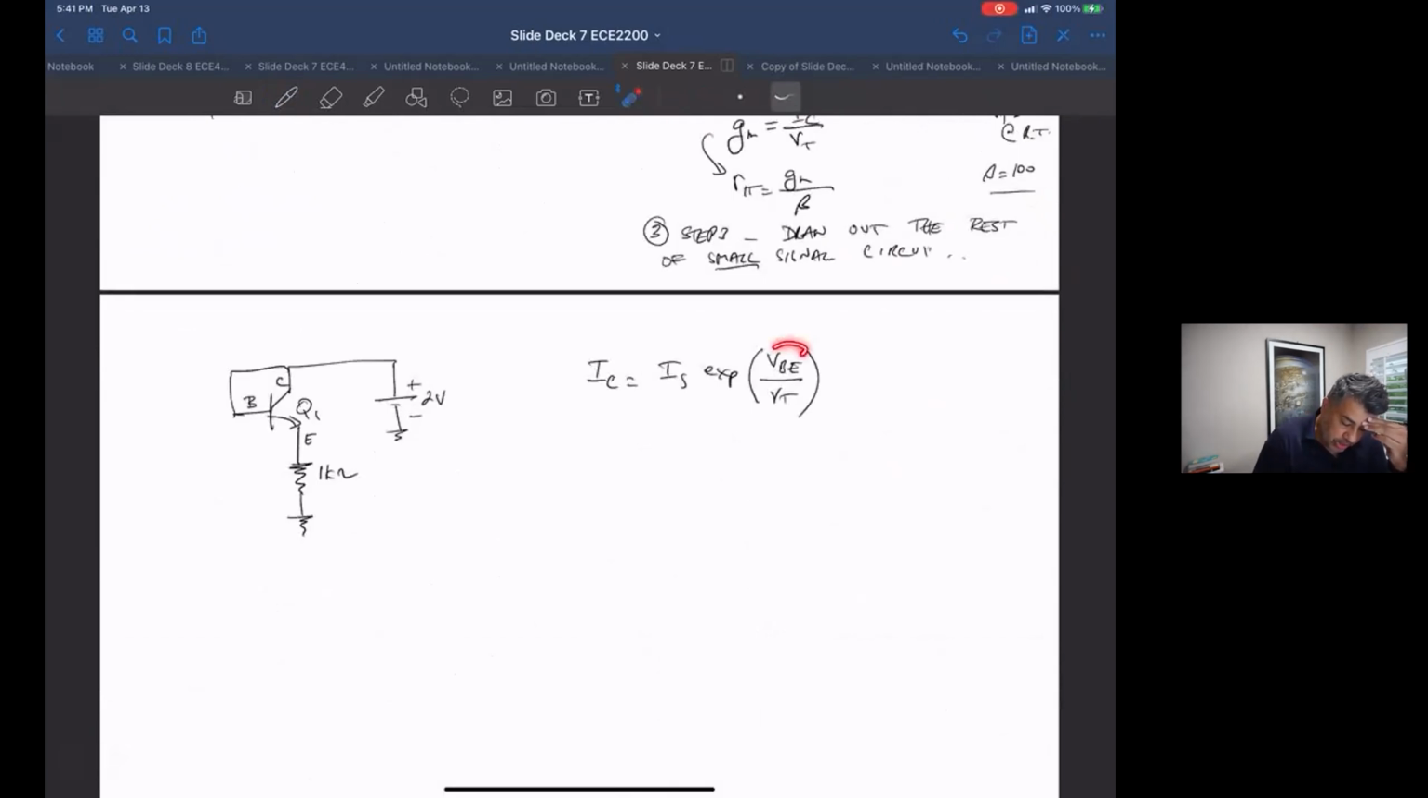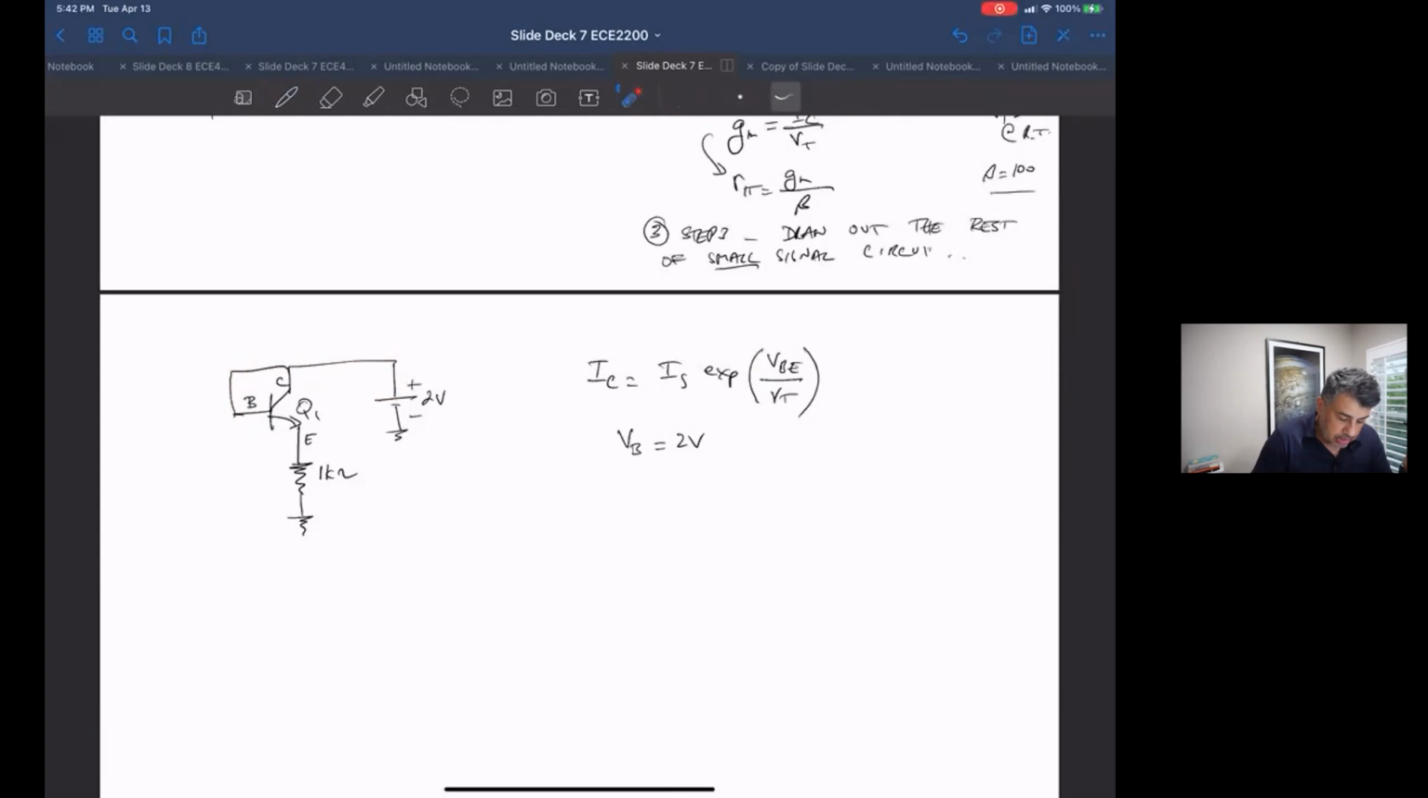Now the question is, what is VBE when we look at this? Okay, so the base is connected to the collector, and the collector is hooked up to 2 volts. So the voltage at the base is 2 volts, right? So this is 2 volts. Everybody, any questions about why that's 2 volts? I mean, it's just shorted to a 2-volt battery. It's already good to go.